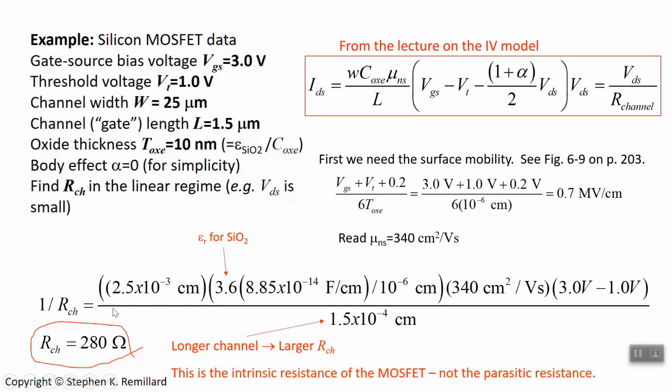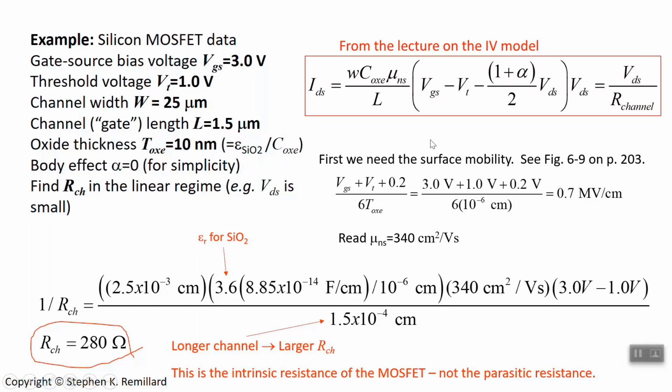You could do all this in meters, and you might feel compelled to use all MKS units here, but if you converted all these centimeters to meters, the conversion would cancel. So I don't bother. Those are 10 nanometers, 10 to the minus 6 centimeter thickness. Mobility of 340, we said, and difference in gate source and threshold voltage. There is our channel length of 1.5 microns. You can find out that the channel resistance is 280 ohms.